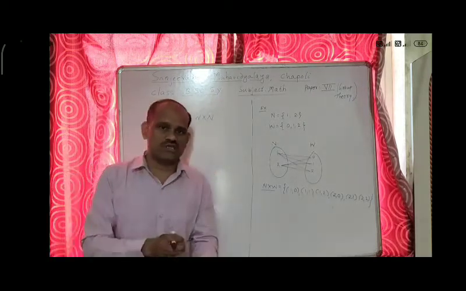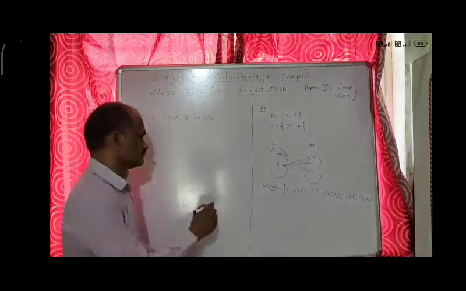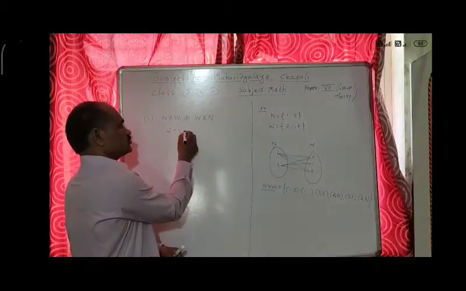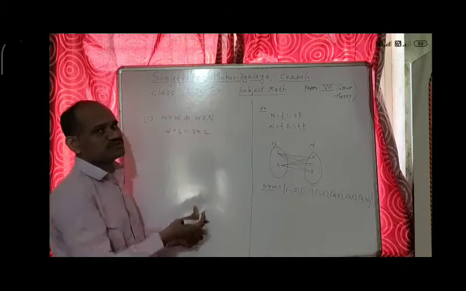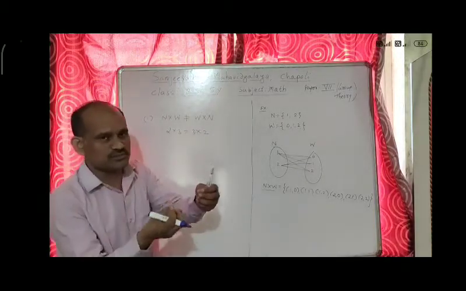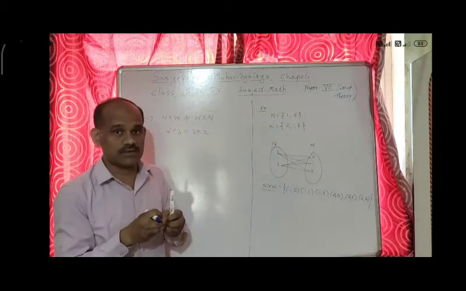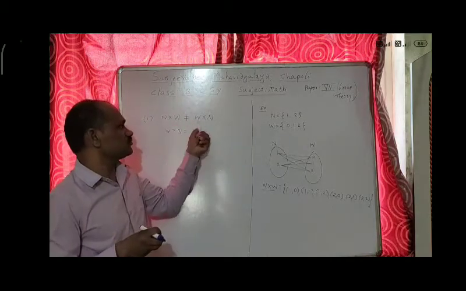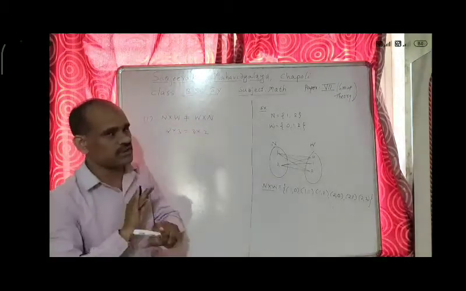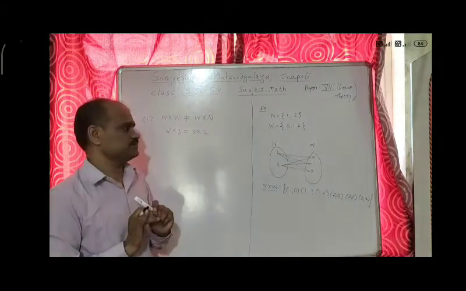जैसे कि हम 2 into 3 6 रहेगा, 2 into 3 भी 6 रहेगा और 3 into 2 भी 6 रहेगा. So multiplication of two numbers is commutative, but this Cartesian product of two sets is never commutative.